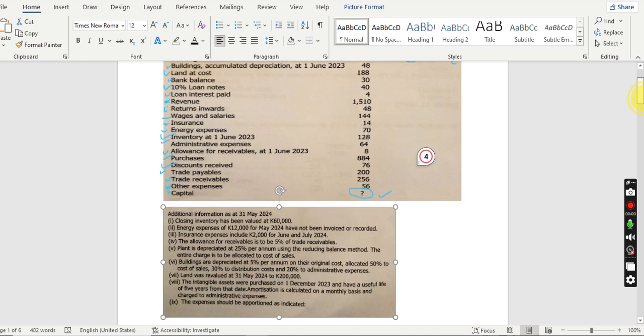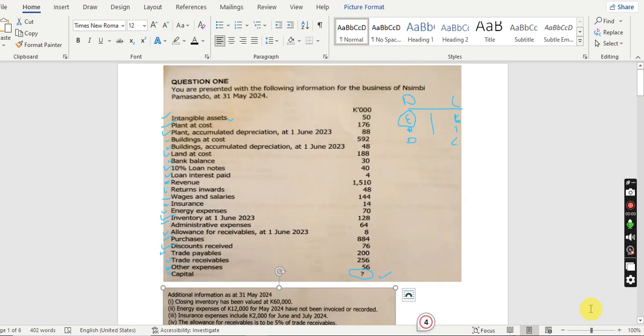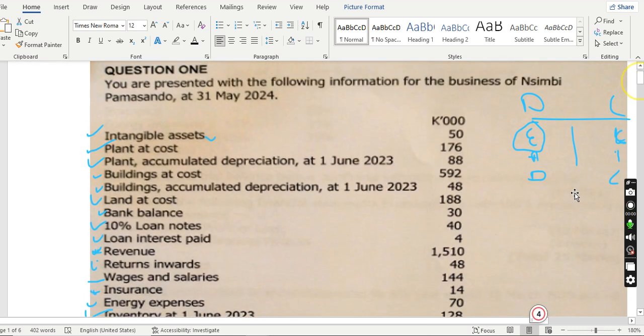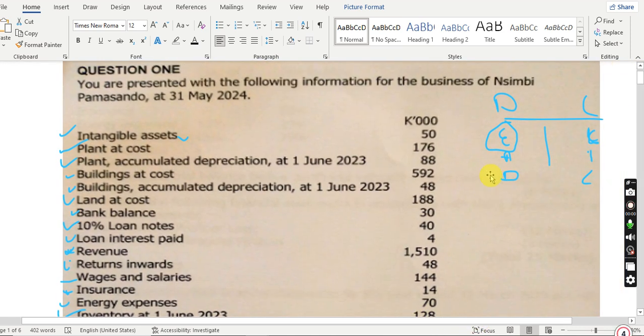Okay, so this is the information we're going to use for the trial balance. As I said, always have this diagram here. Debit side, you have expenses, assets, and drawings or dividends. Credit side, you have liabilities, income, and capital. So these accounts, we're going to put them either on the debit side or the credit side of the trial balance. So we'll start with them one by one.